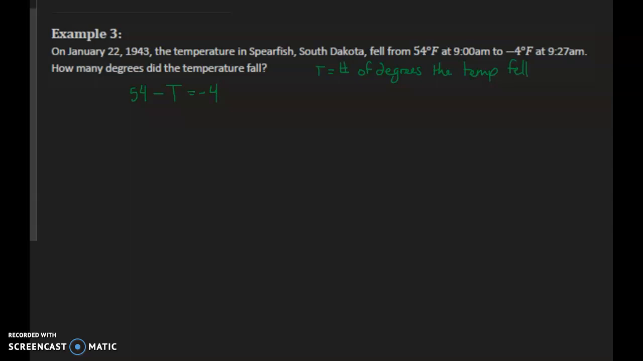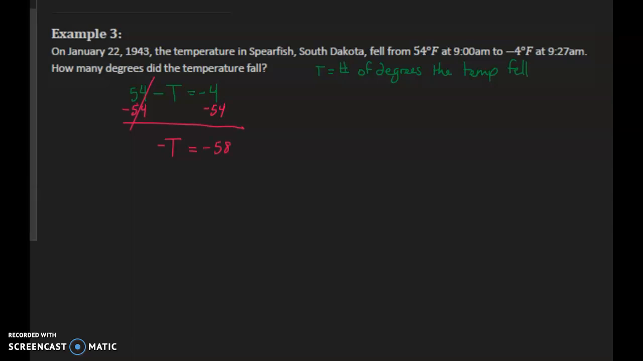Now if we want to get t by itself, first we need to move the 54. Now this subtraction sign is attached to this t. So the 54 is positive 54, so we need to subtract 54. That ends up tricking a lot of people. So 54 minus 54 is 0. We still have negative t. Negative 4 minus 54 is negative 58.